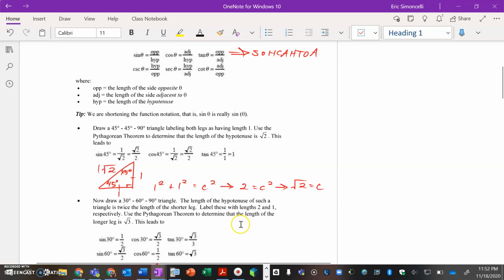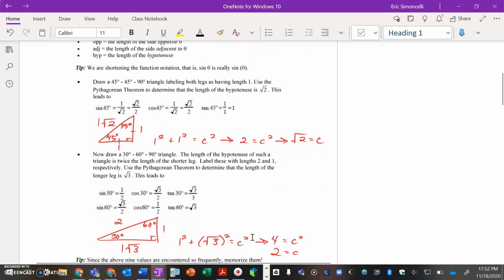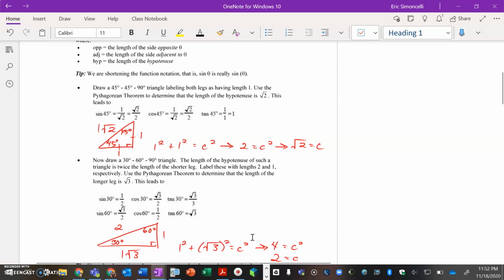And this leads to the following. So you've got the sine of 30, which is opposite over hypotenuse, cosine of 30, adjacent over hypotenuse, and the tangent of 30, opposite over adjacent. Now these are simplified given the following depiction visually and geometrically. So here's your 30-degree angle.